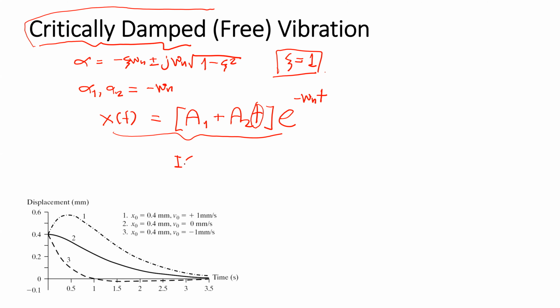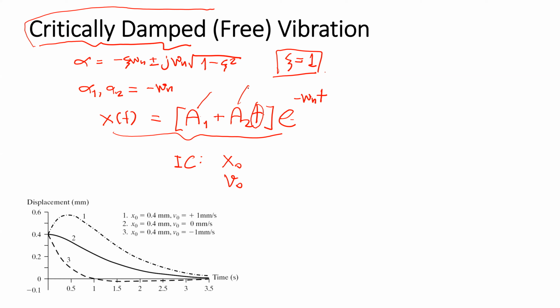But the task that we need to do is the same. We have the initial condition, which is the initial position and initial velocity, and we need to solve this in order to obtain A1 and A2.